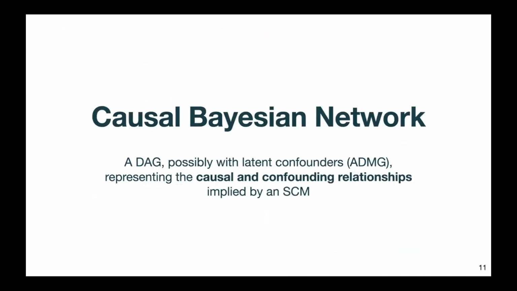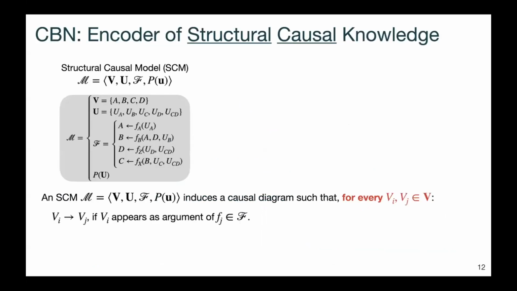So a causal Bayesian network is different from just a Bayesian network that we saw yesterday, because they don't only encode conditional independencies, but they encode causal and confounding relationships. So they have to actually correspond to these directions or these functional relationships that are coming from the structural causal model. So let's see how a causal diagram or causal Bayesian network is actually defined.